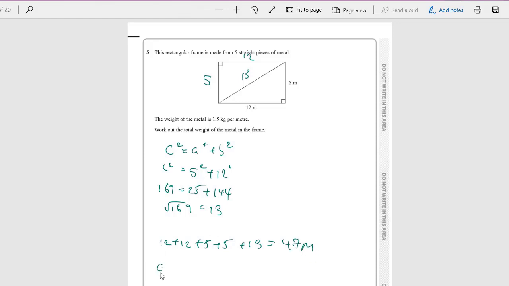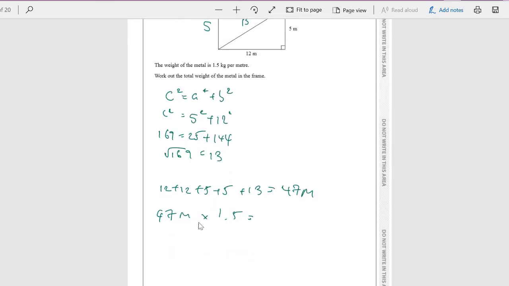And then 47 meters times, sorry, times 1.5, so we'll get 47 times 1.5 equals 70.5.